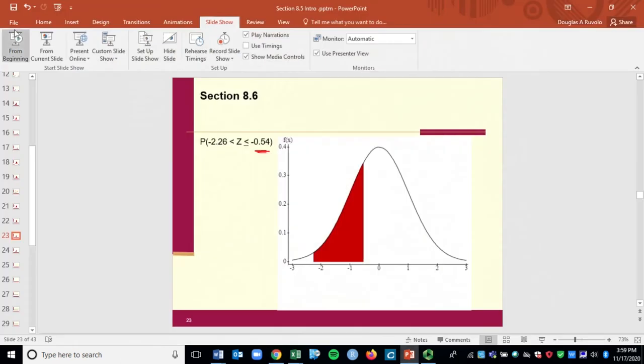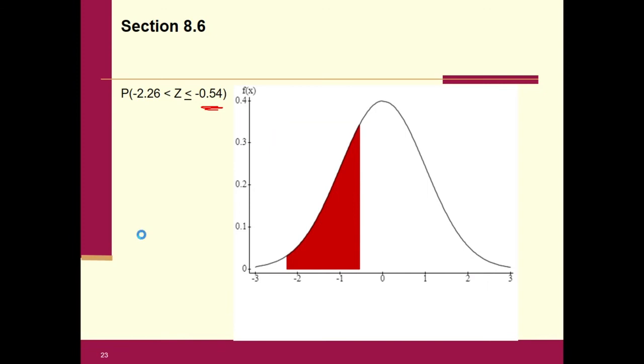So let me get back into the presentation. Let's go to the next slide, and there we go. We got our 0.2946 minus 0.0119, and we get 0.2827. There is our answer. Now, I want you to master this table. I definitely want you to master the table.